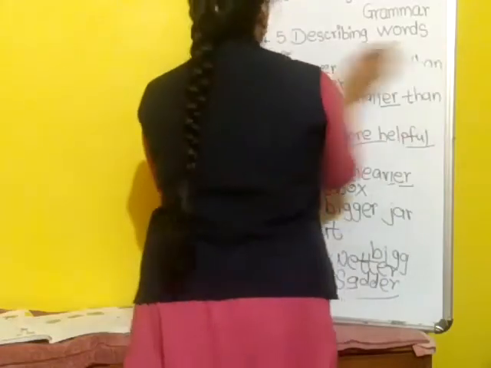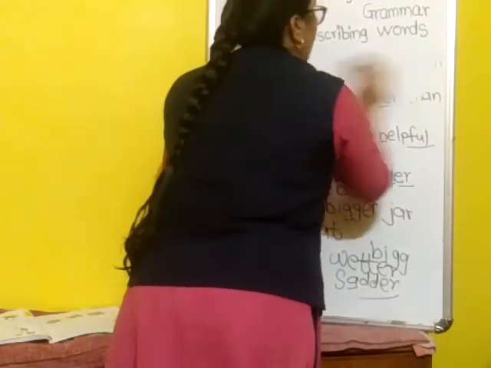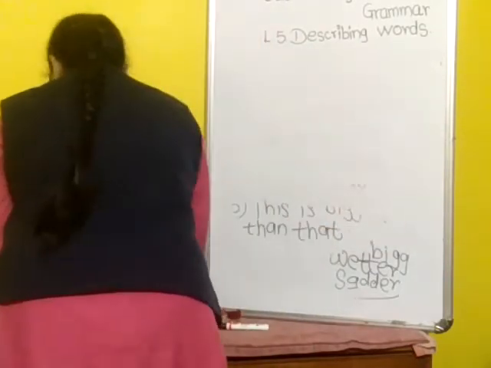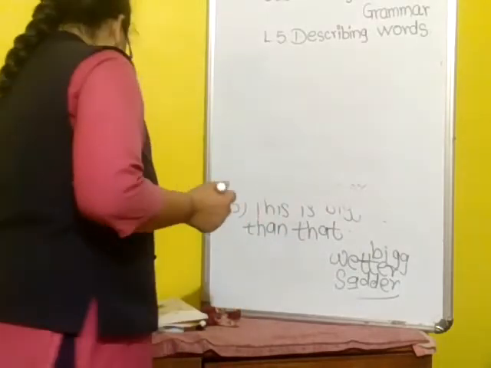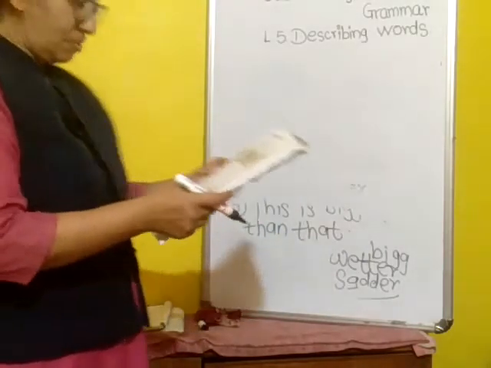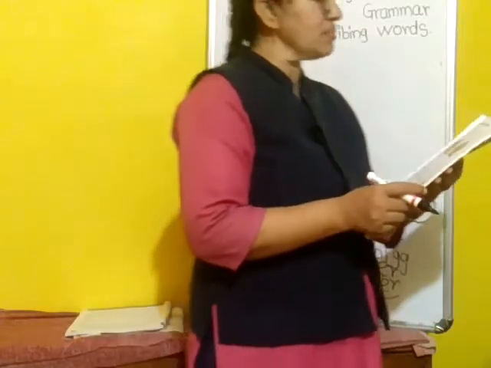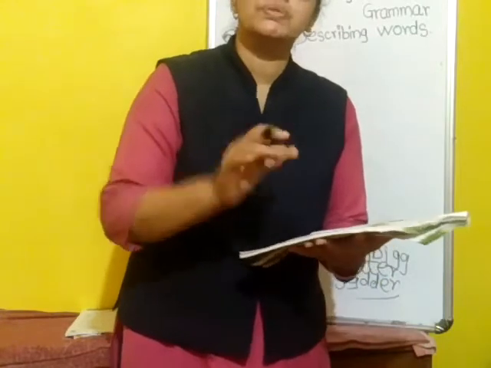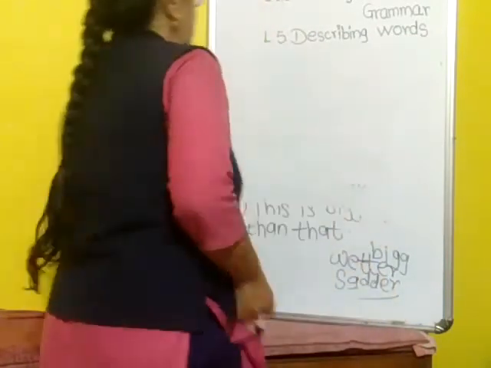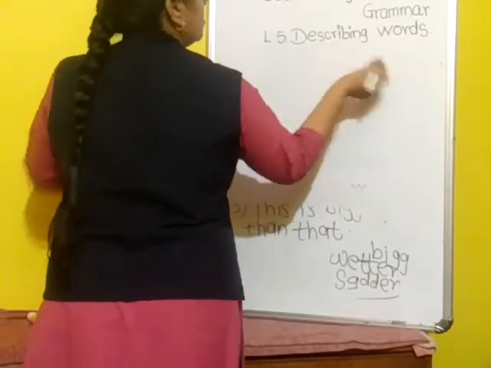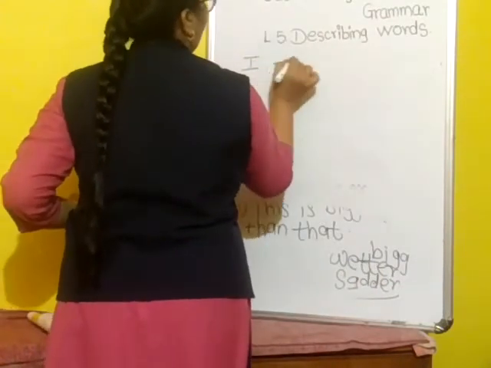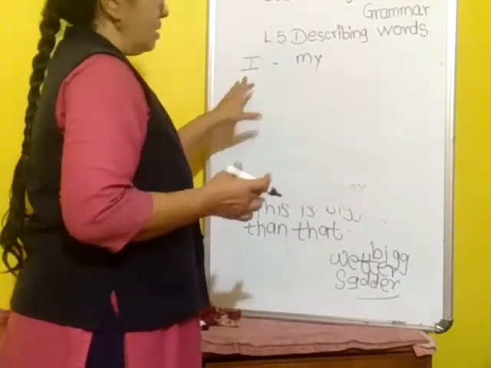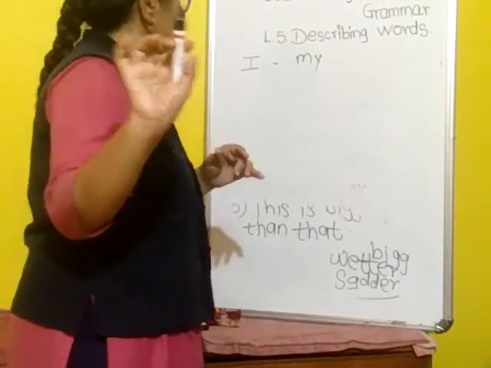Now the last topic, which we can see within a very short time, is about belongings. Page number 35, I am going to explain. My, our, your, his, her, its, their. All these words show the belonging of anything to somebody. For example, my. For whom can we use my? For I. I can say this is my pen.